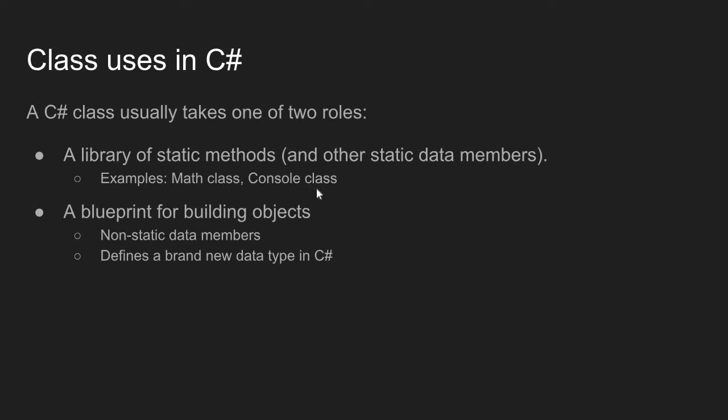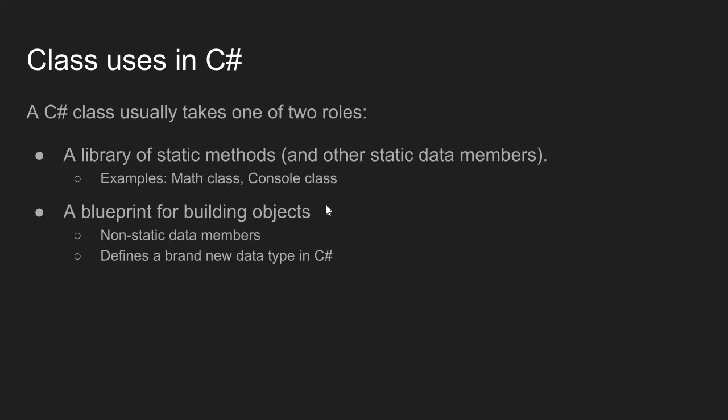For example, the Console class. We've been using the Console class a bunch so far. The Console class contains a bunch of static methods. For example, the WriteLine method, the Write method, the ReadLine method, the ReadKey method. And these methods allow interaction with a console. So there we have a bunch of static methods that are grouped together and put into a Console class. This is an example of a class that is being used as a library of static methods.